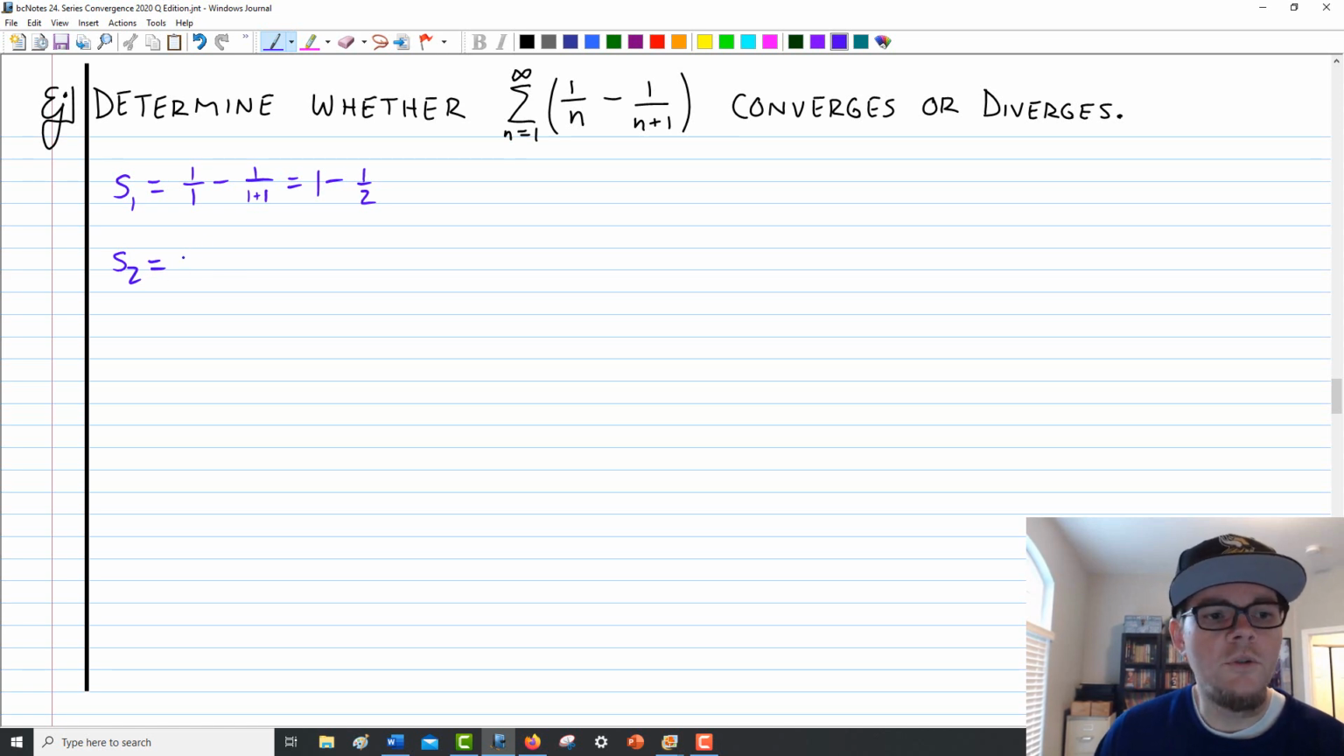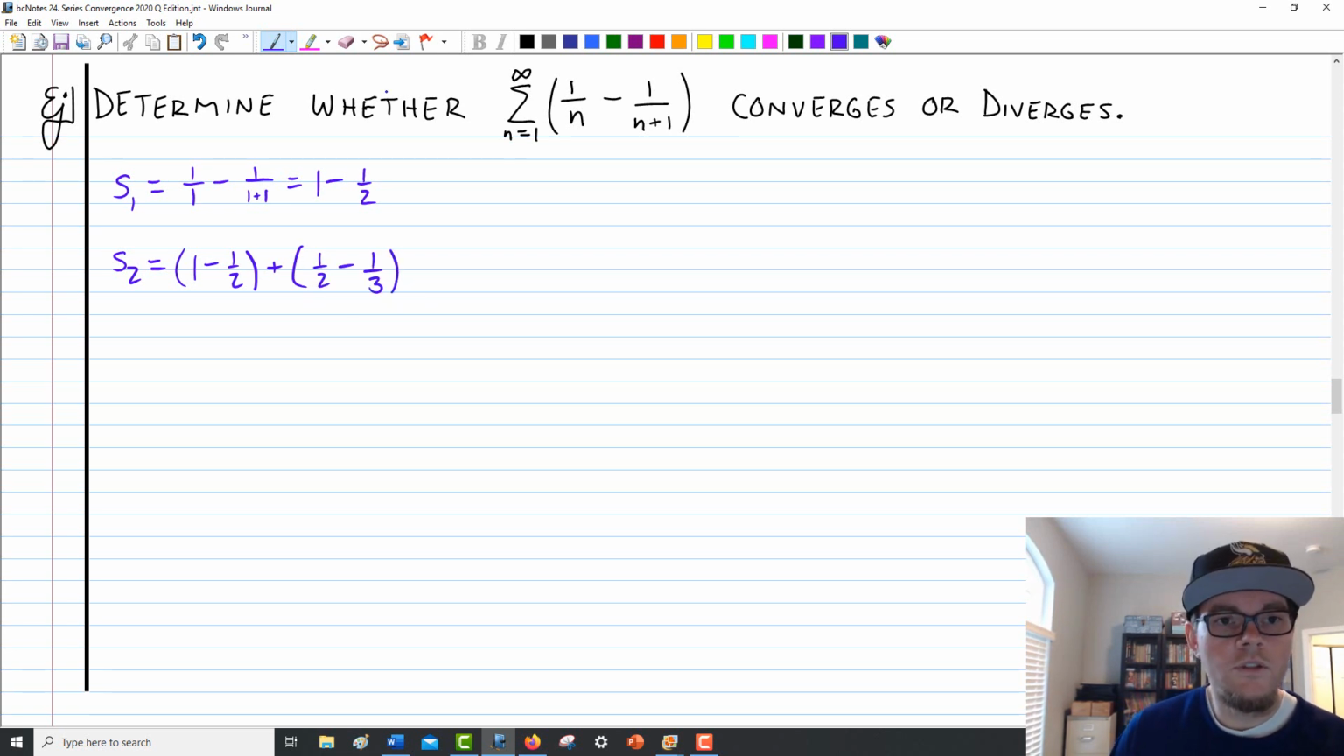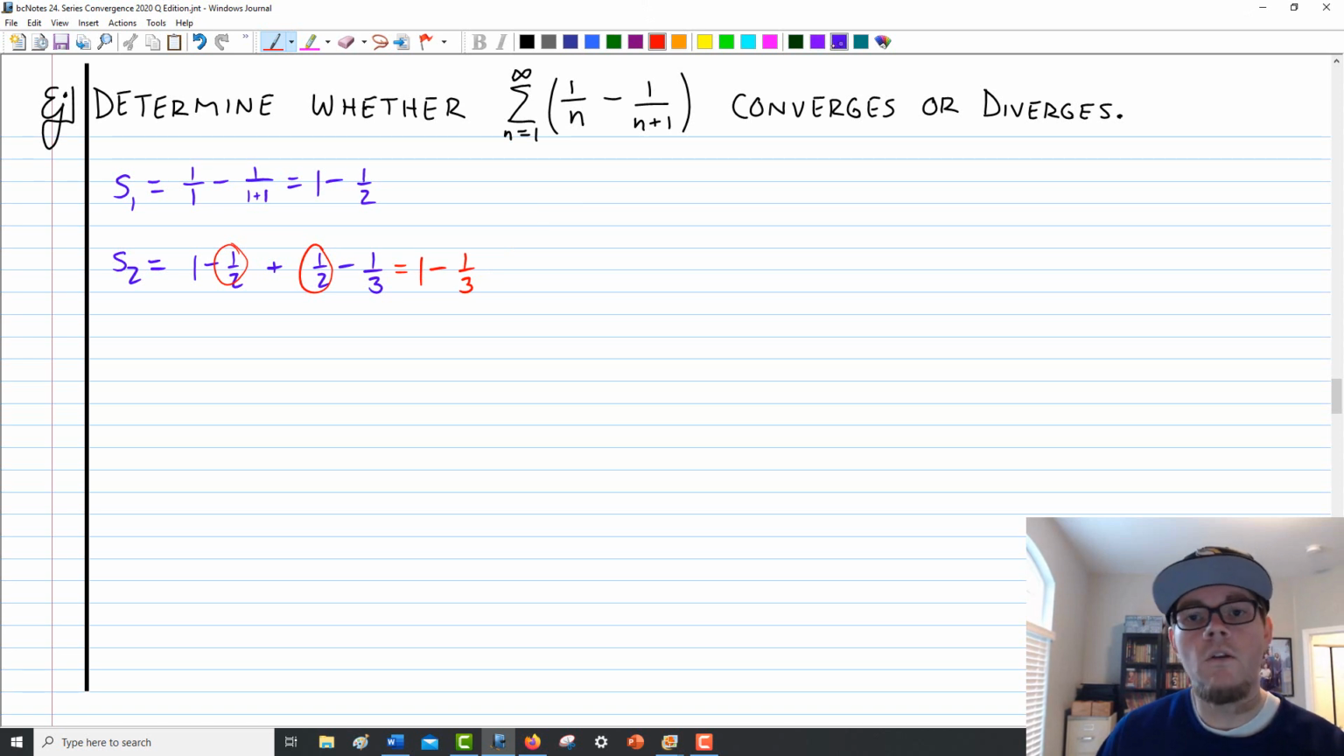So if we want to do s sub 2, that's going to feature two terms. It's going to be the first one, 1 minus 1/2, plus the second one, which is going to be 1/2 minus 1/3. So if we're looking at this sum, you might notice that the 1/2s go away, and we're left with just 1 minus 1/3. So make note of that.